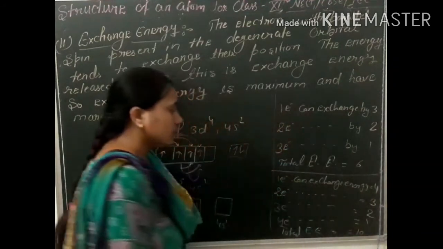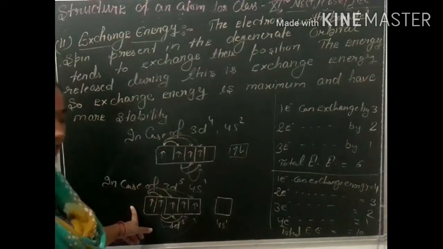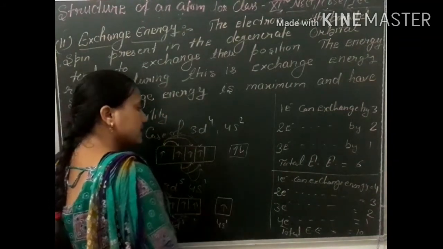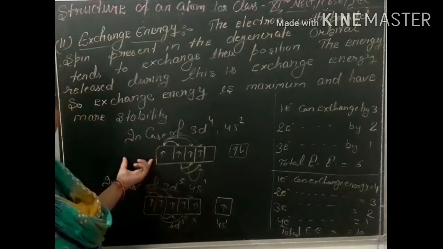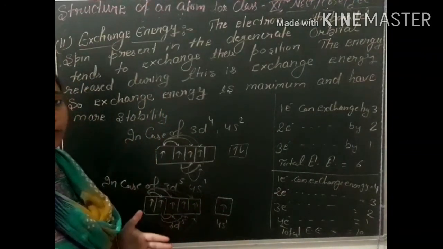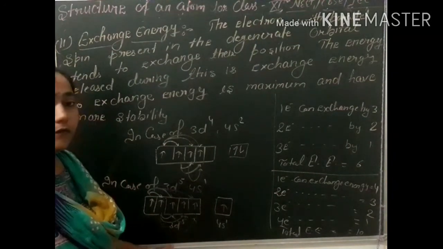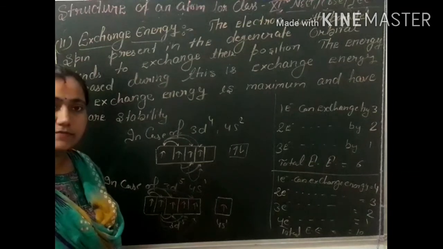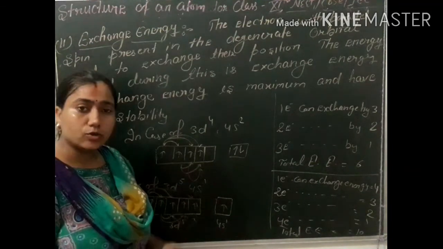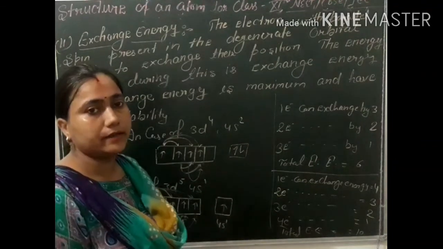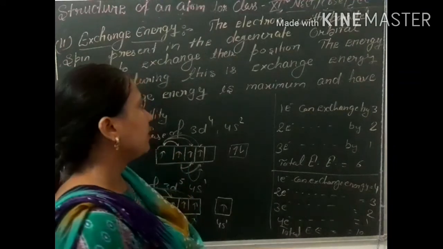Now here the exchange energy is maximum in the case of 3d5 4s1. So from here we can say that this is more stable as compared to the other. So the electronic configuration of chromium is 3d5 and 4s1, and the electronic configuration of copper is 3d10 and 4s1.